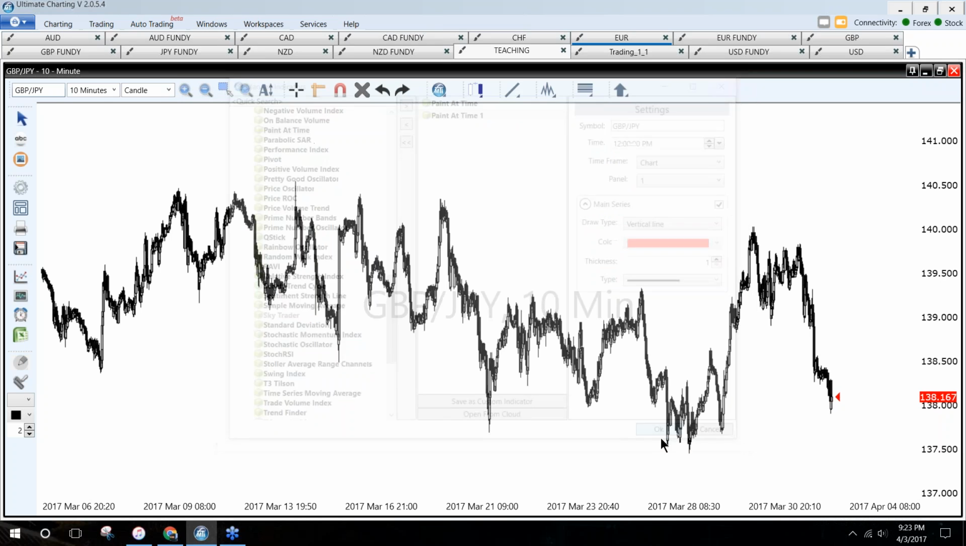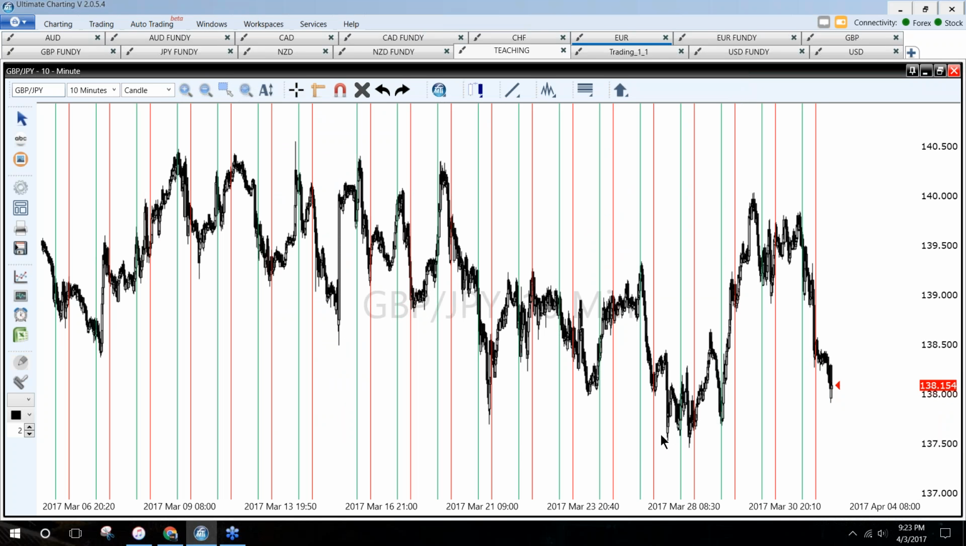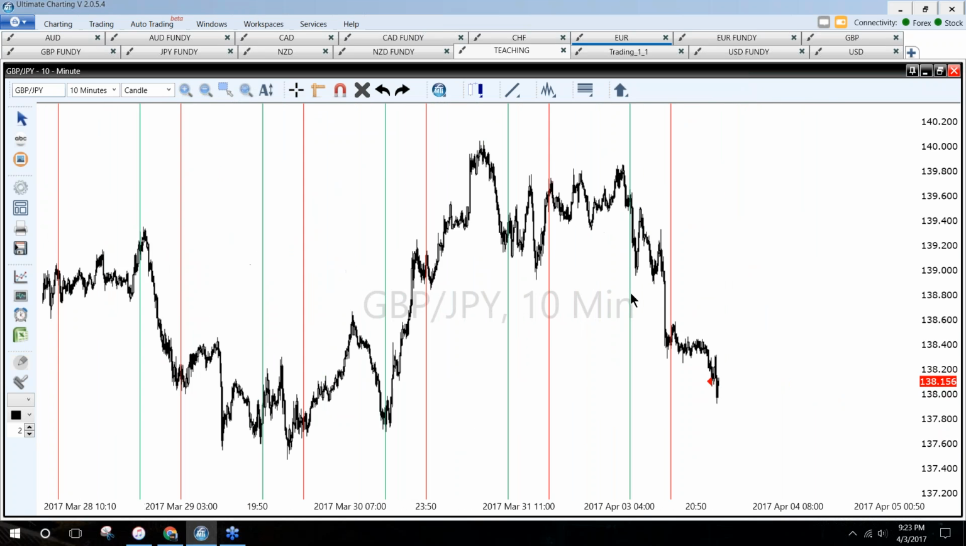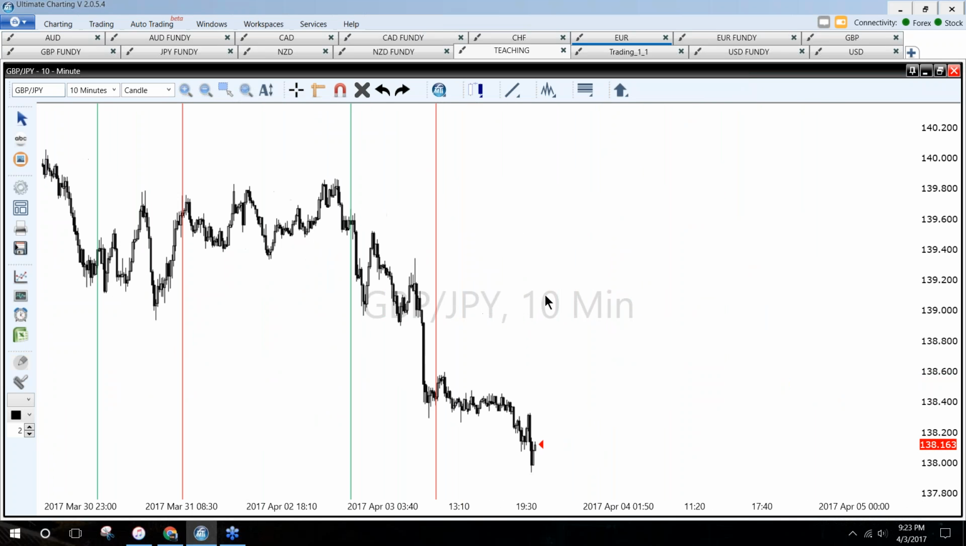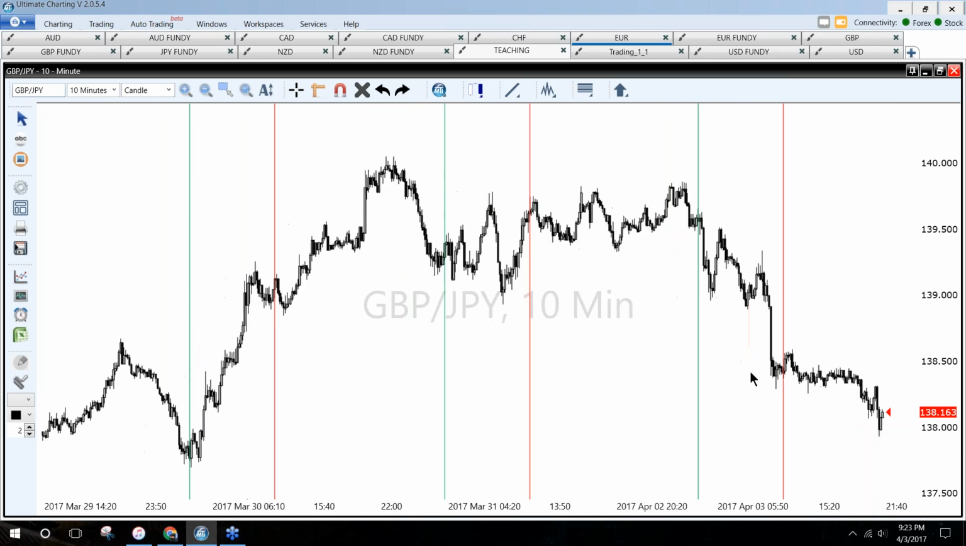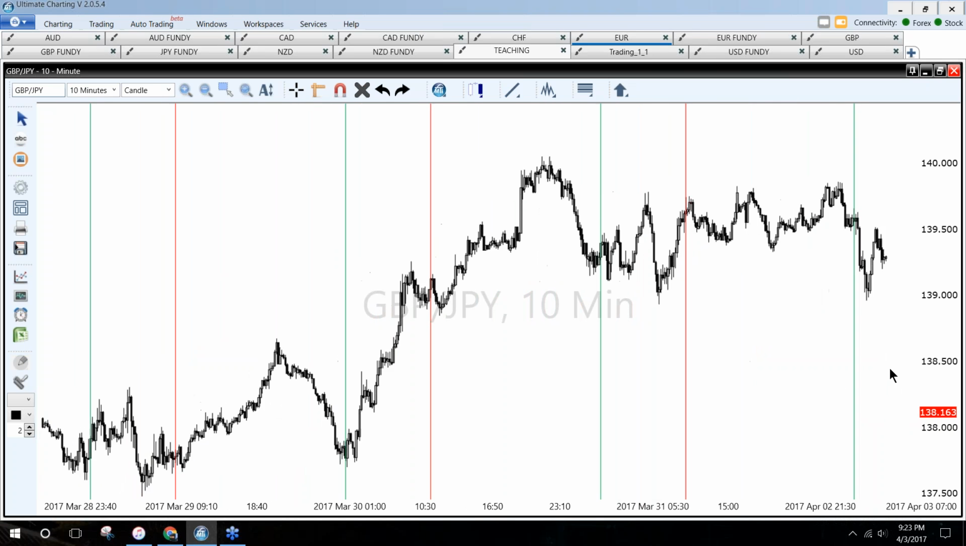So when I click on OK, these lines are going to pop up on my chart and let me know. For example, if I were to get started and I get triggered into a position, it'll let me know when it's time to pull the plug if I haven't been limited out.